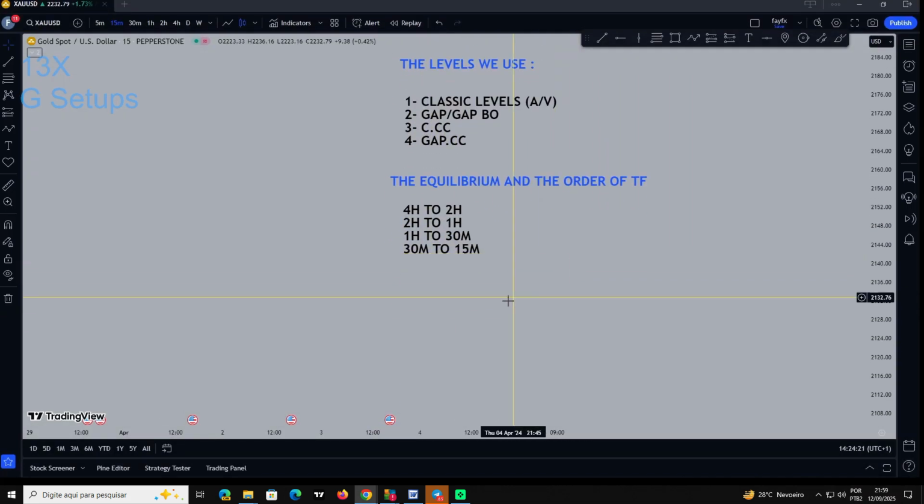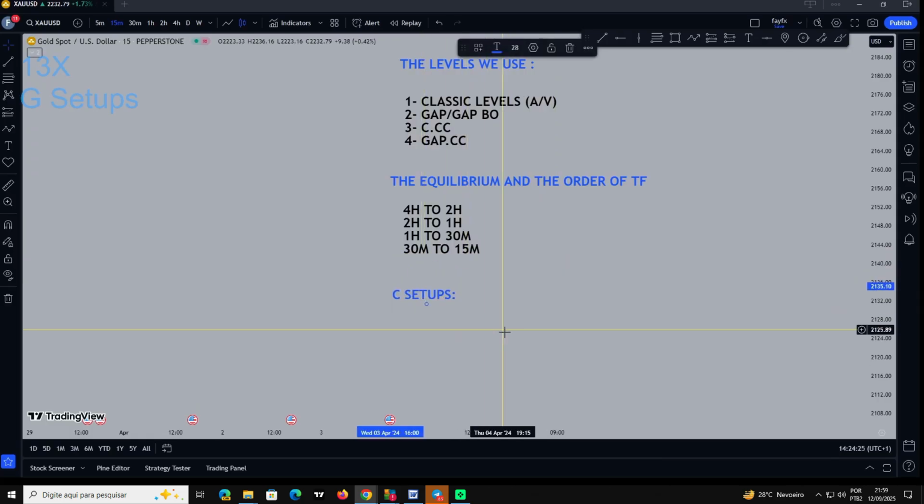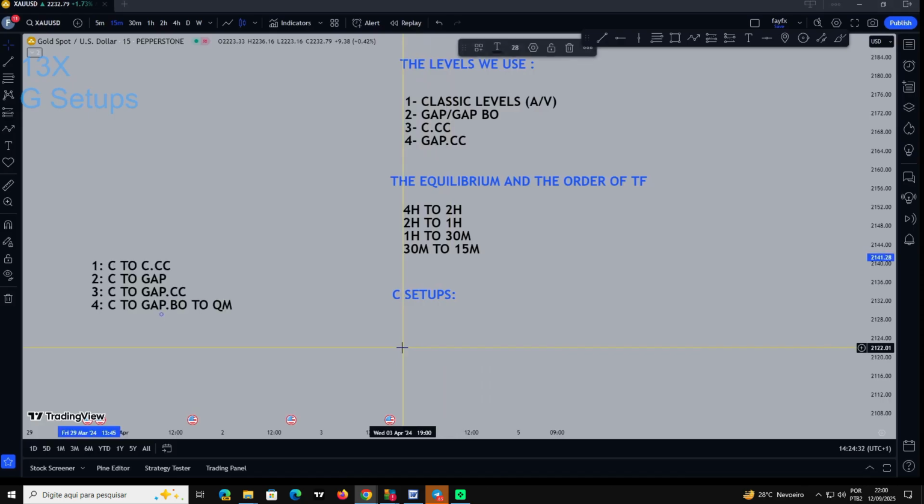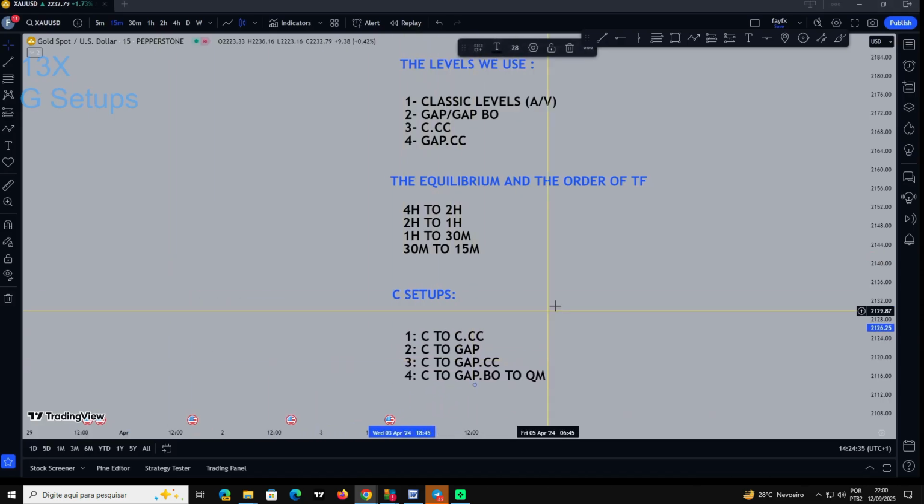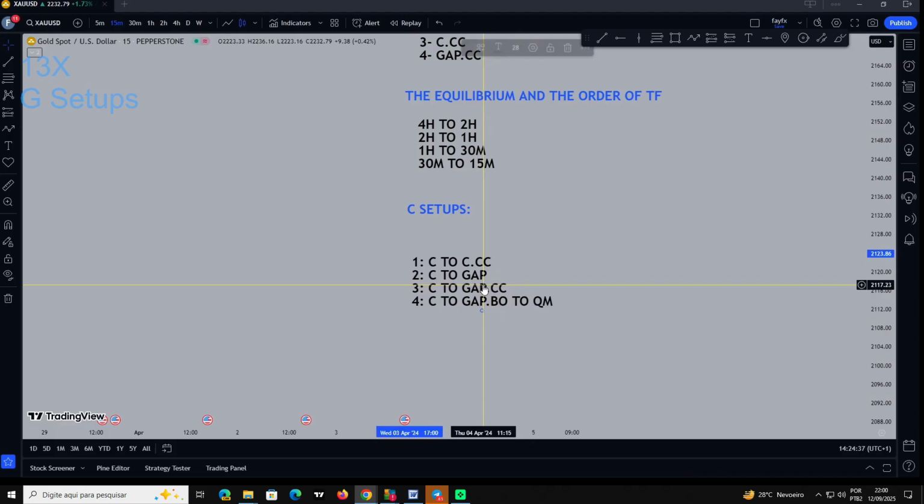Then we learned also about the C setups. We have four major setups, and they are the following. The first one is the classic to classic CC. Second one is classic to gap. Third one, classic to gap CC. And the fourth is a classic to gap breakout to QM.